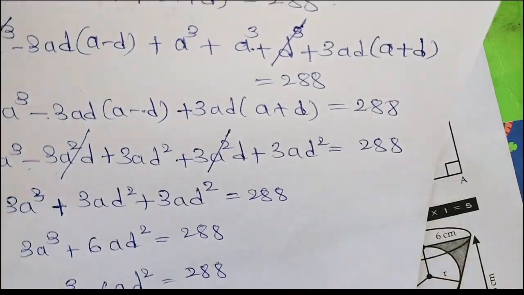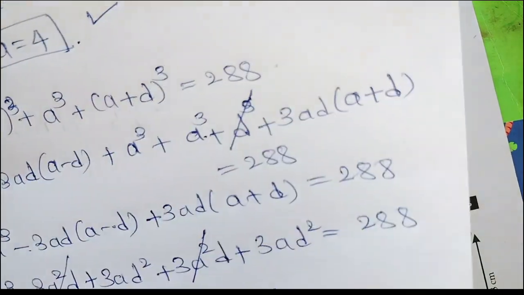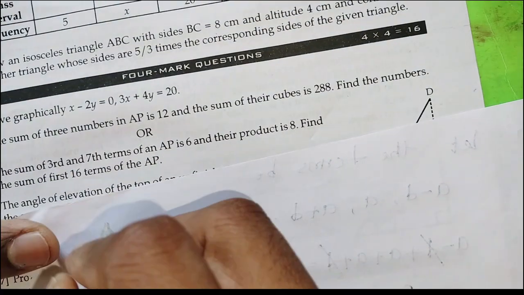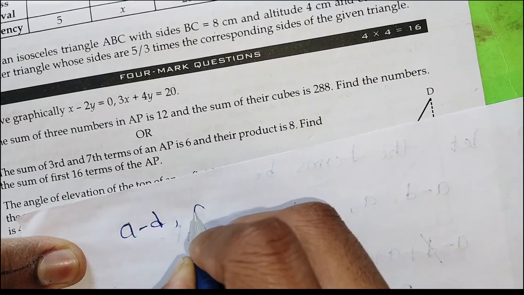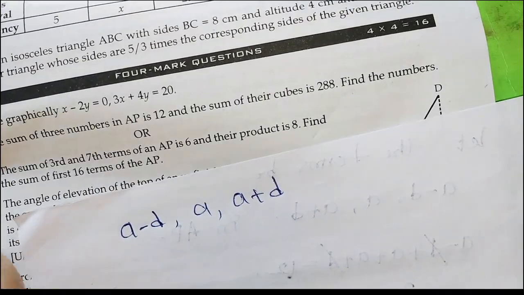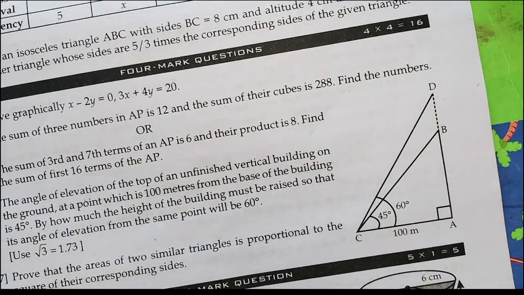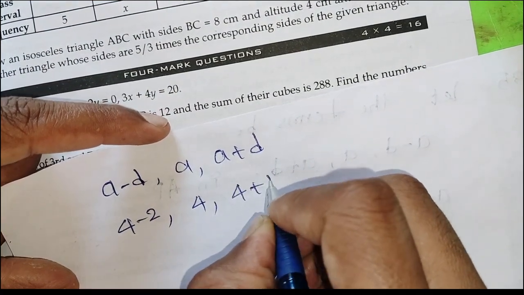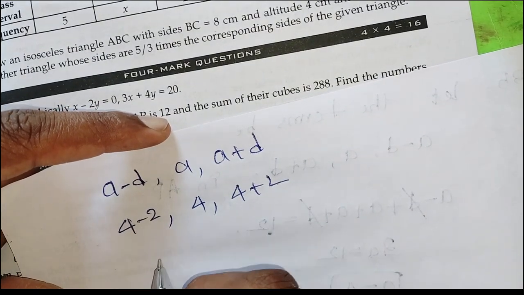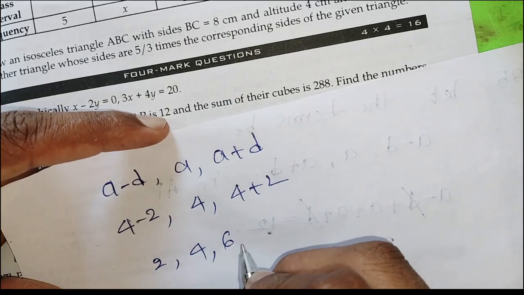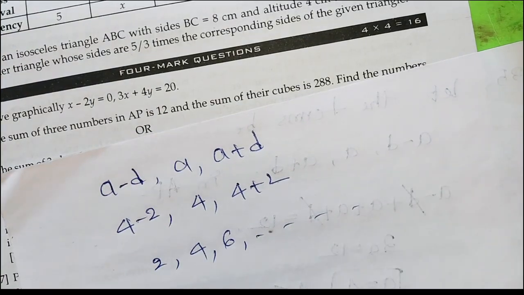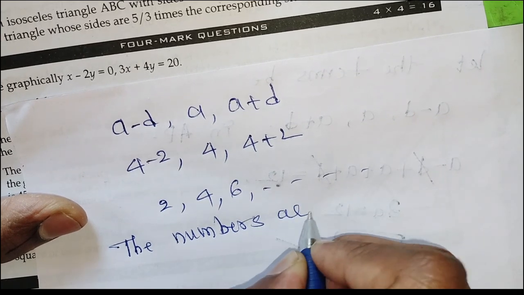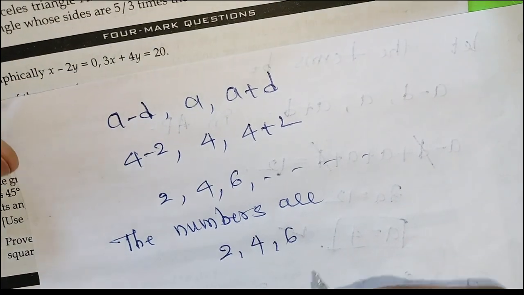Using the relations we found, we have the values of a and d. Now the question is to find the three numbers. Those numbers are a minus d, a and a plus d. We know a is 4 and d is 2, so 4 minus 2 is 2, then 4, and 4 plus 2 is 6. The numbers are 2, 4 and 6. This is the answer.